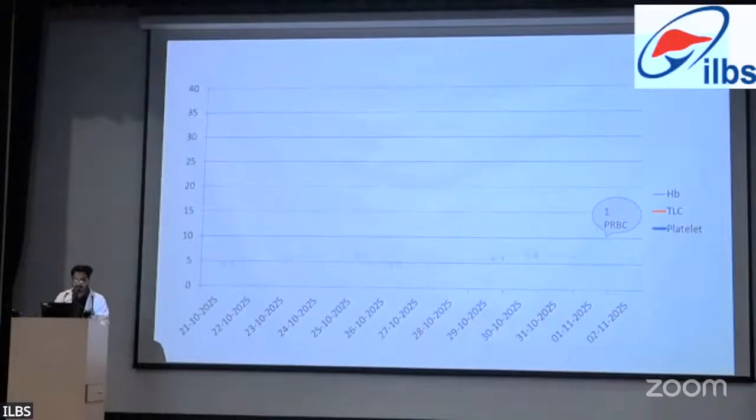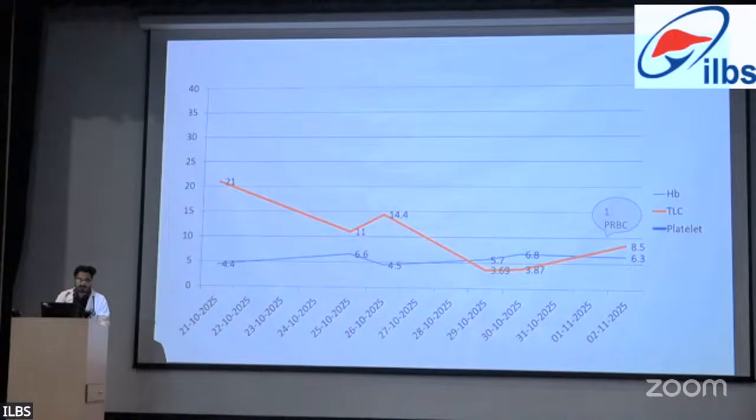This was the trend of hemoglobin and TLC count. From 21, it came down to 3,600. And hemoglobin was persistently low. It never went above 7. Platelet counts were also very low.